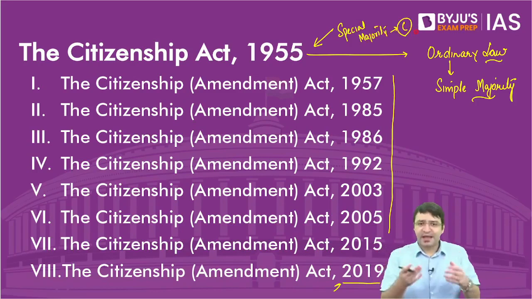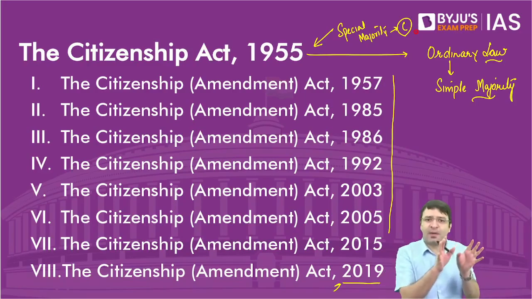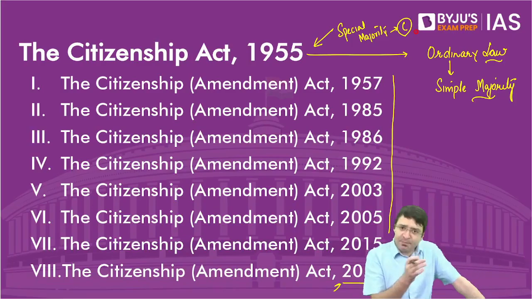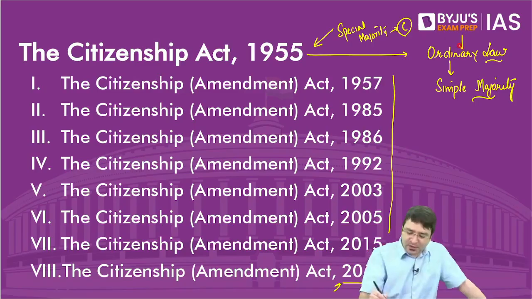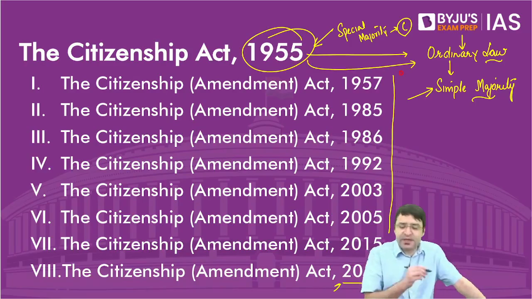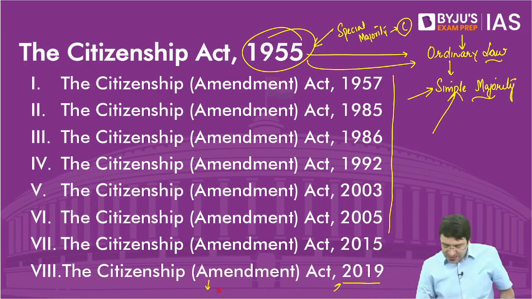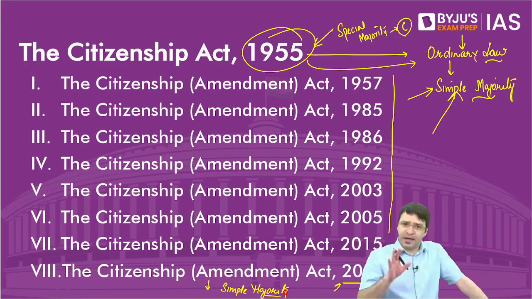But the Constitution has given the power to the Parliament that you can make a law, and through this law you can regulate all matters related to citizenship. And when Parliament passes such a law, it is known as an ordinary law. And this ordinary law is passed by simple majority. So the Citizenship Act, which was passed in 1955, is an ordinary law passed by simple majority. And if you have to make any changes to this law, these changes can also be made by simple majority. That is how CAA 2019 was passed by simple majority. Clear?